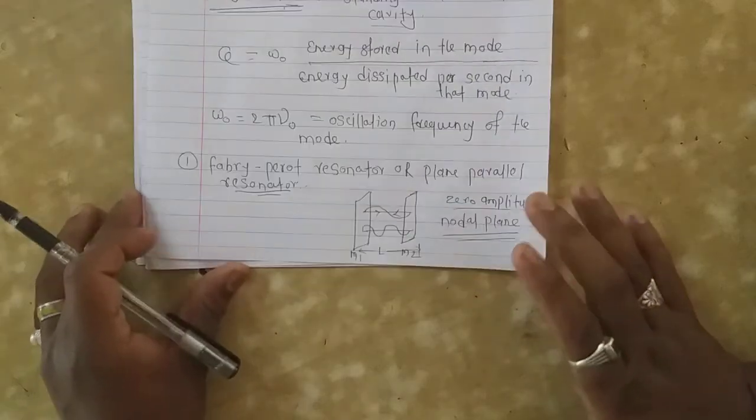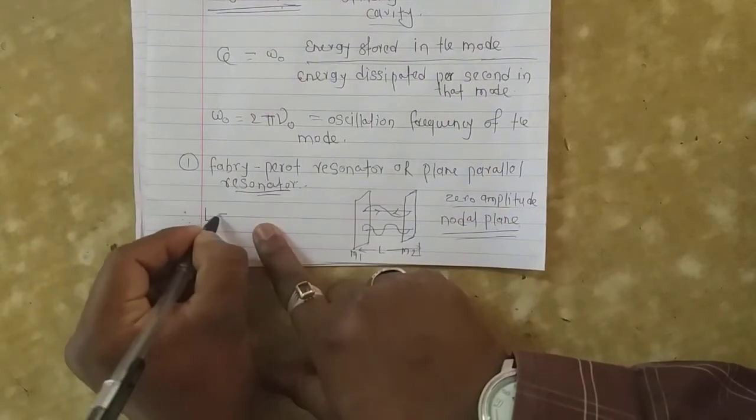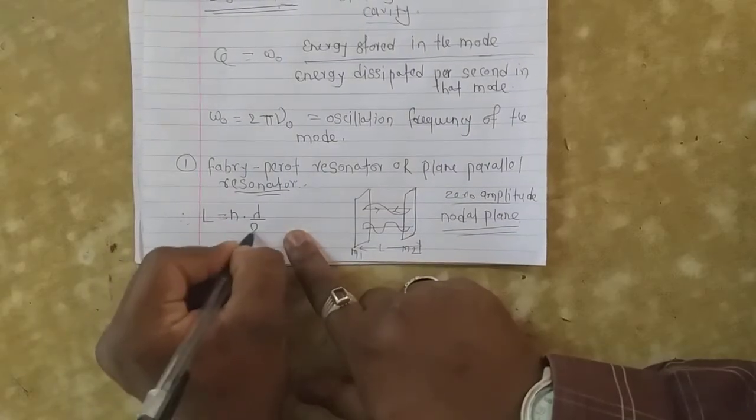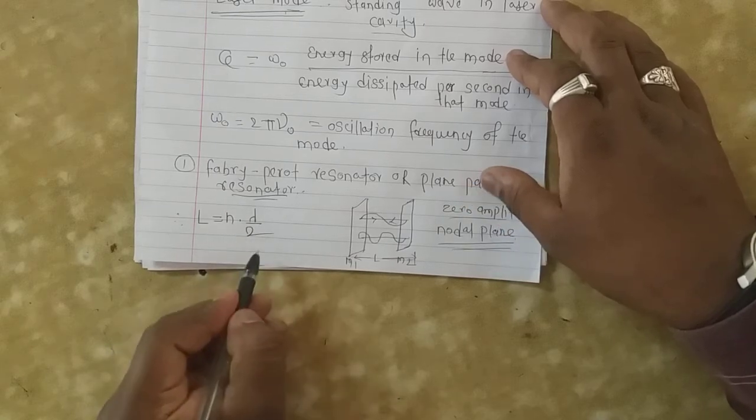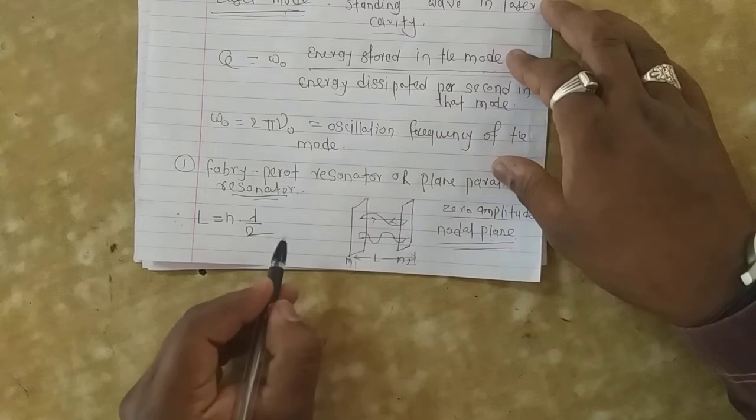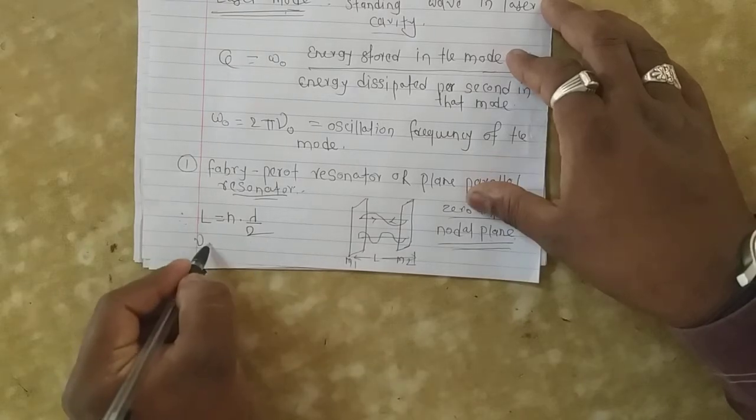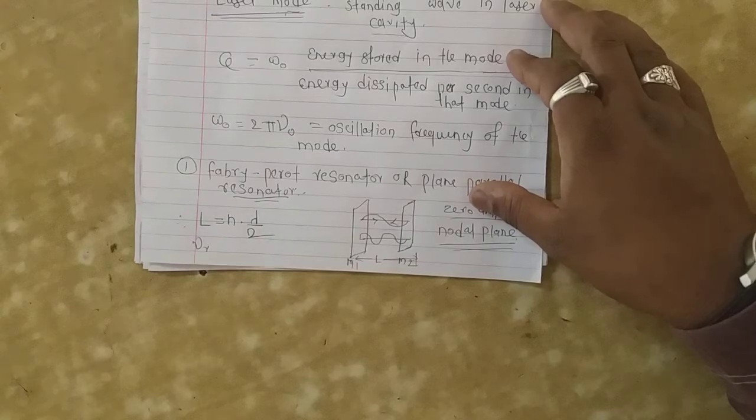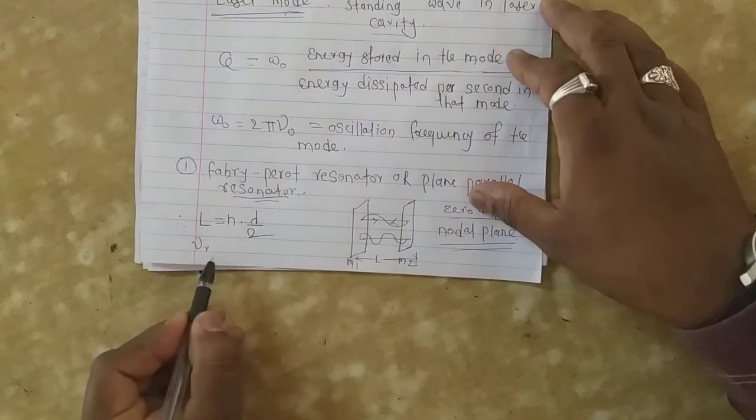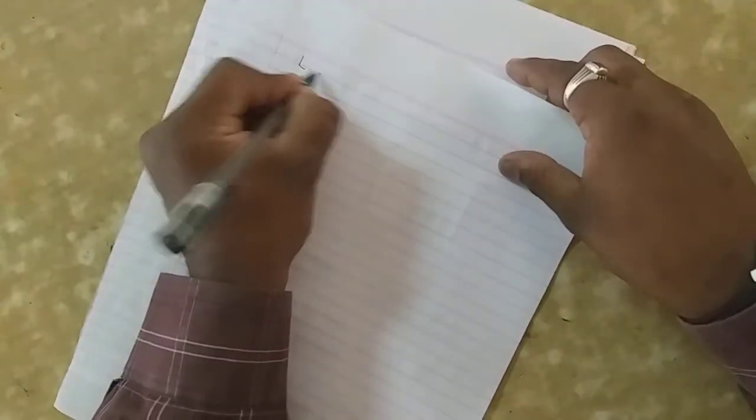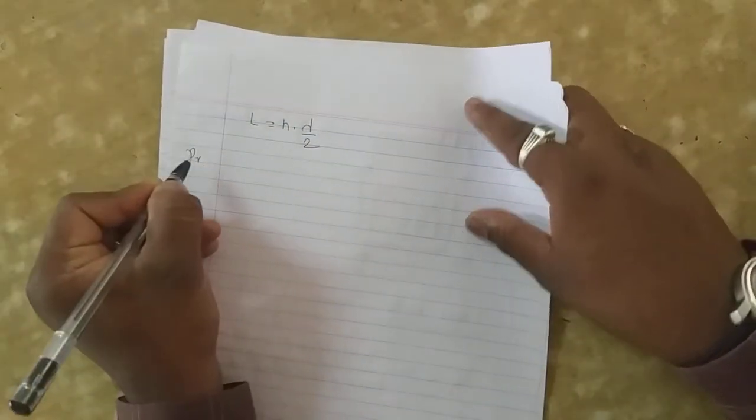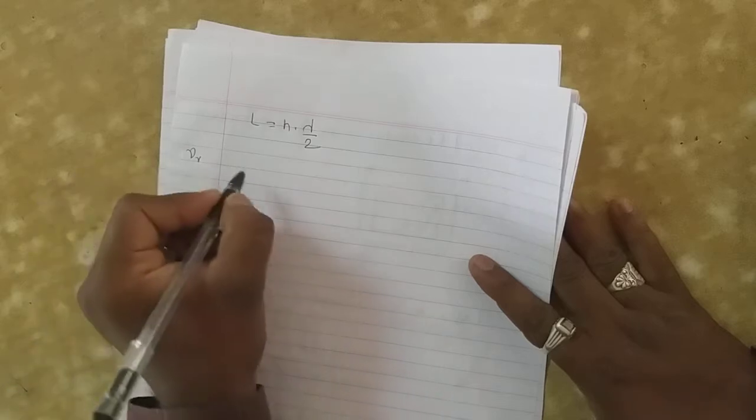Then the allowed wavelengths are given by the equation L is equal to n lambda divided by 2, where n is an integer and nu r represents the resonant frequency. N is the integer and nu r is the resonant frequency, and we have this relation.